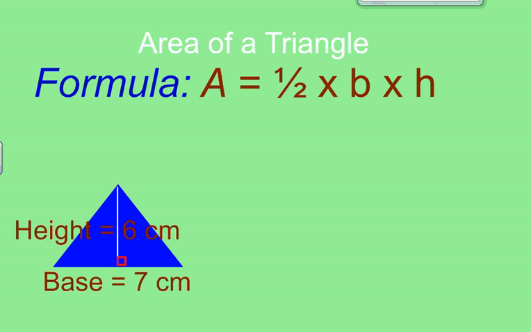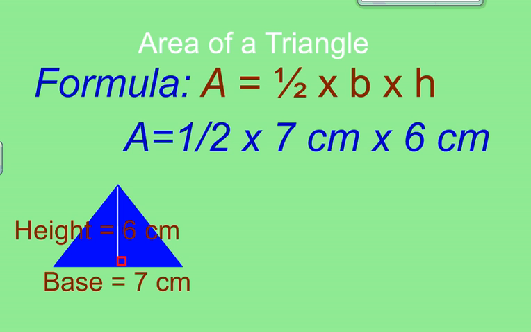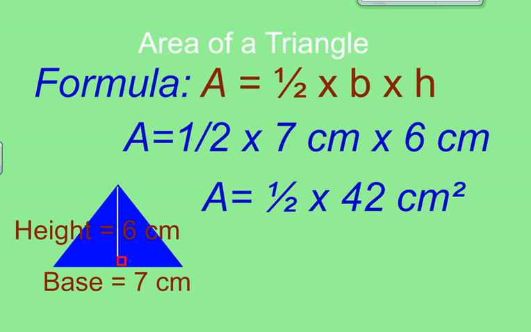Here's another problem, and we're going to show this one step by step. I see that the base is 7 and the height is 6. So here's what it would look like in the formula using multiplication signs. 1/2 times 7 times 6, which is half of 42. And they're coming up with that same answer of 21 centimeters squared.